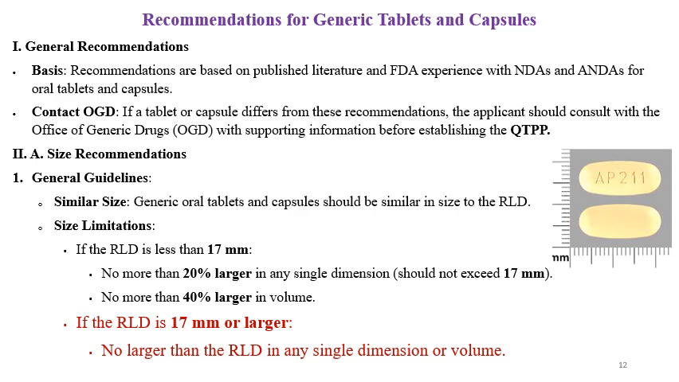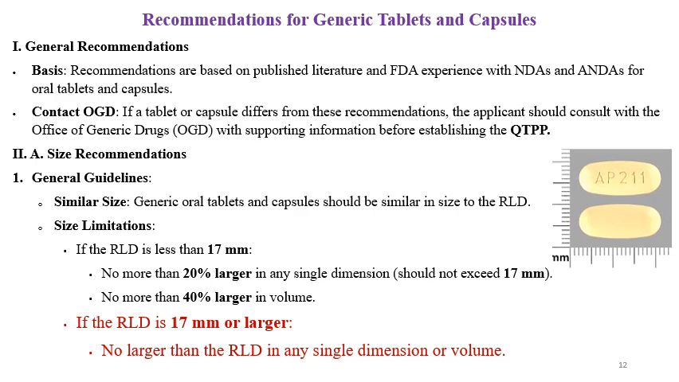Size recommendations. So for tablets, generally similar size is recommended. Generic oral tablets and capsules should be similar in size with the RLD or reference listed drug. So always try to have tablet size and shape similar to the RLD. If there are any patent concerns, then you can change the size and shape, but still the generic applicant should be on the same information or same recommendation for size and shape as per the RLD.